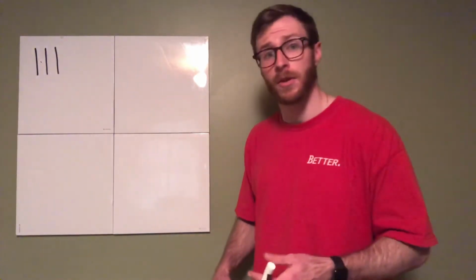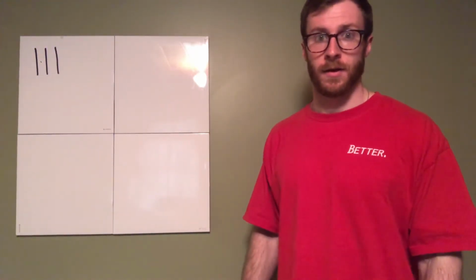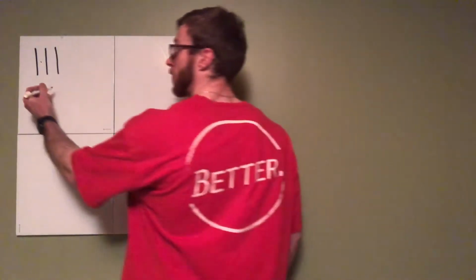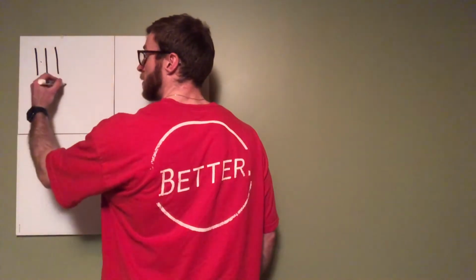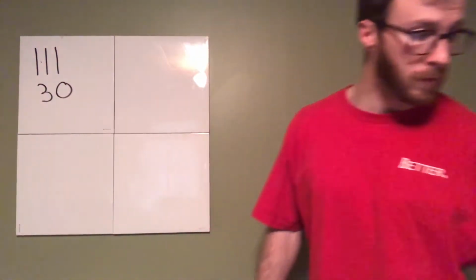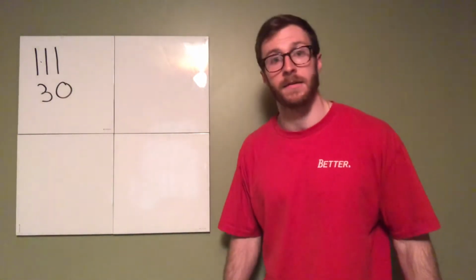So what is the value of 3 10s? What number is that? It's 30. If I have 3 10s and 0 extra ones, my number is 30. All right, so 30 equals 3 10s.